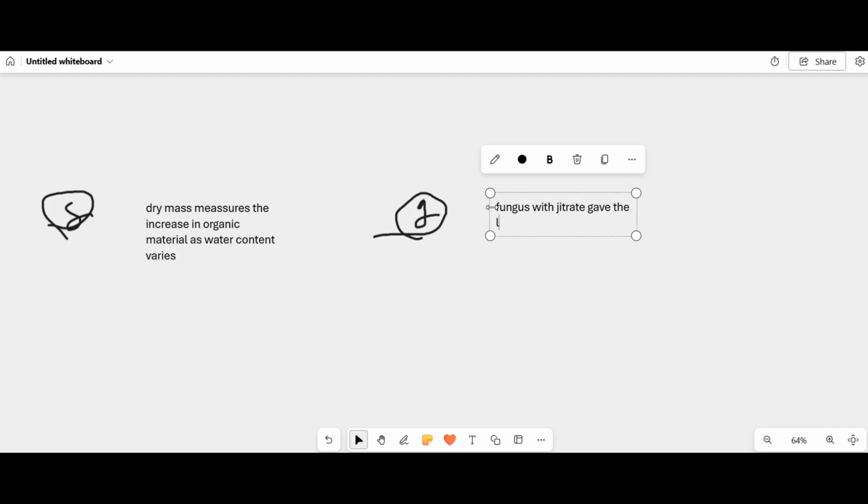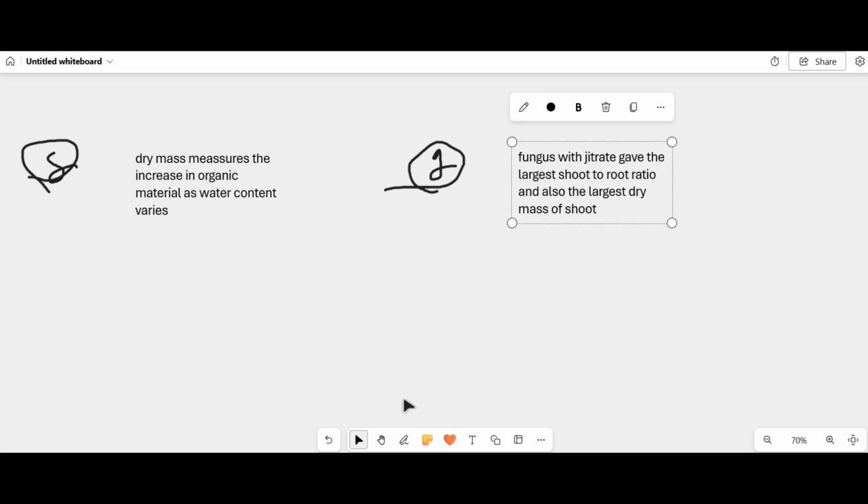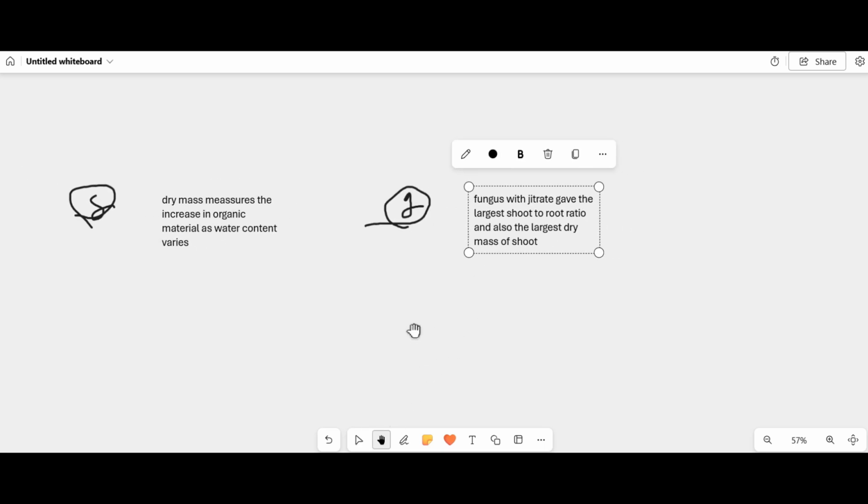Fungus with nitrate gave the largest shoot to root ratio, and also the largest dry mass of shoot, because if you look at the shoot, it's got 9 grams, the largest dry mass of shoot, and it's also got the largest ratio too, so it's working very well. You get it. Alright, that's the end.